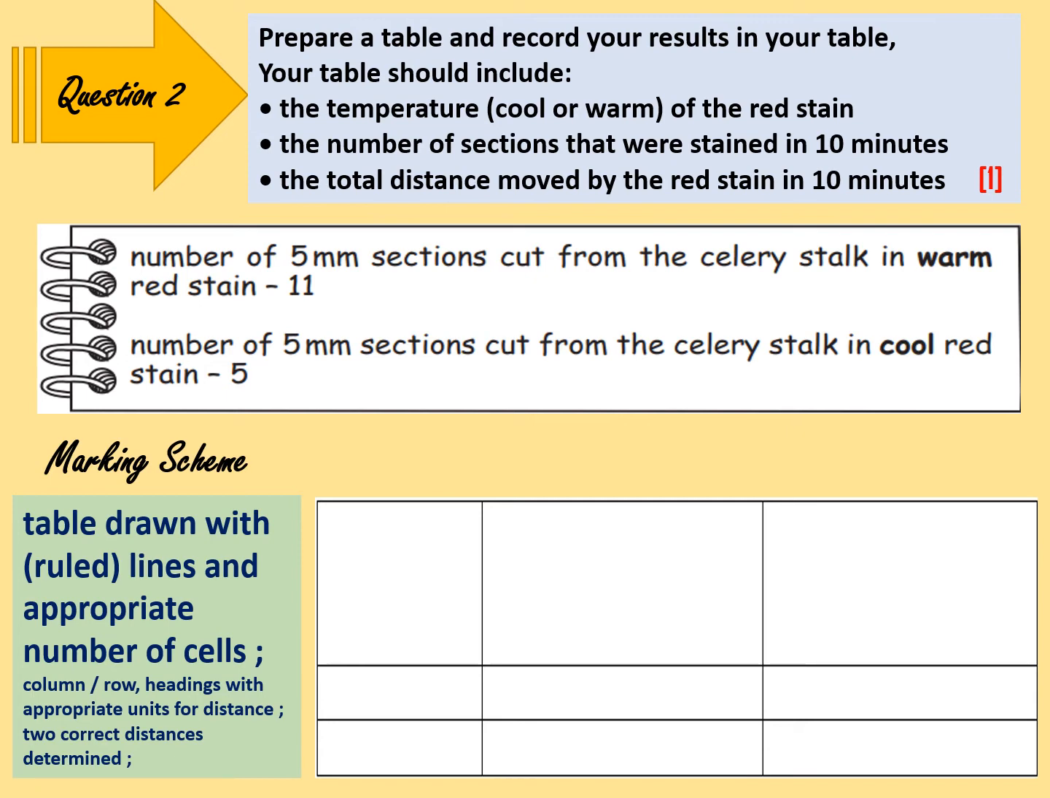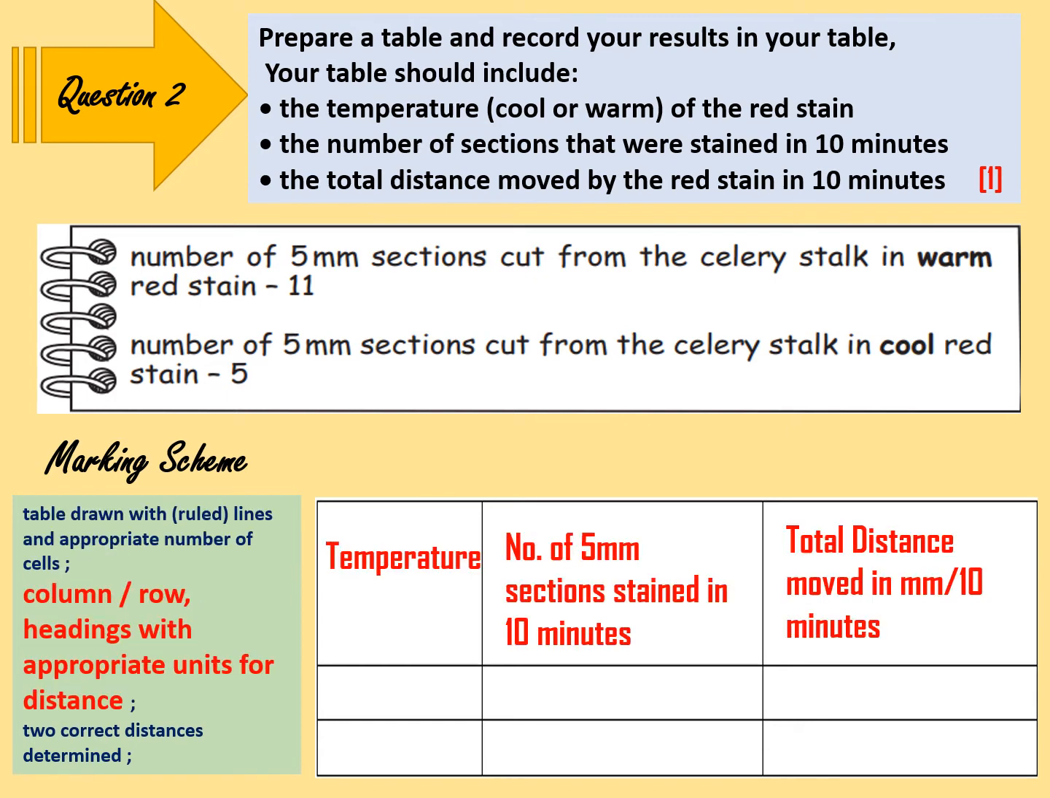Now this is the alternative to practical. The examiner will give you the calculated data and you are supposed to present this data in the given table. For the marking scheme of the table, the first mark is for drawing the table with suitable columns and rows. For example, one column for the temperature, the second for the number of sections stained with red stain, and the third for the calculation of total distance covered. So the 1 mark is for suitable columns and rows. For the second mark, you are supposed to write the headings.